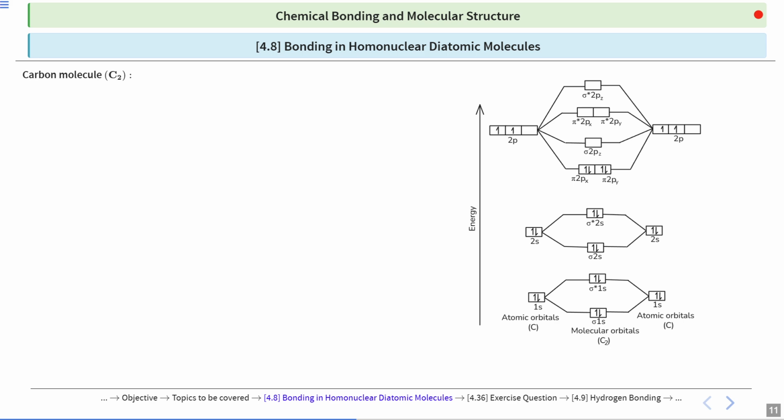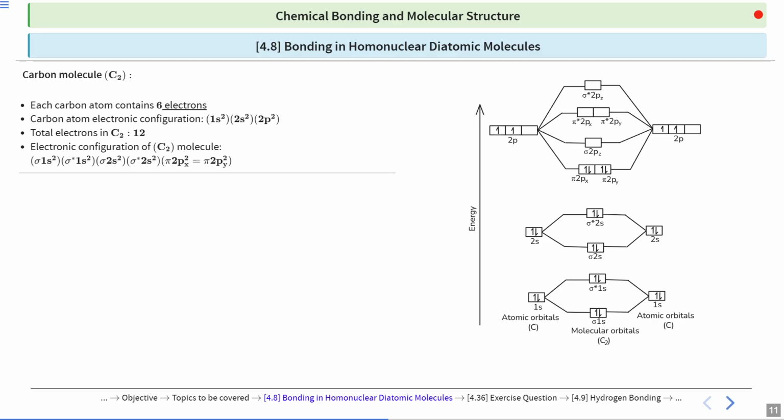If we know this, let us try to fill these electrons. We know that each of your carbon atoms contains 6 electrons. Therefore, the electronic configuration for your carbon atom will be 1s2, 2s2, and 2p2. What about the number of total electrons? It will be 12. 6 plus 6 will be 12. So we will write the electronic configuration for the C2 molecule.